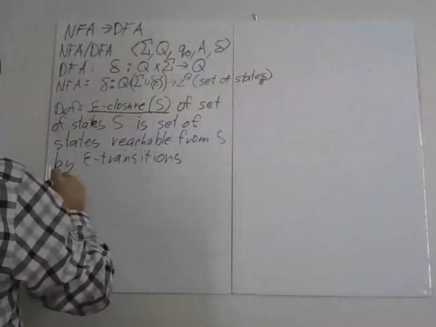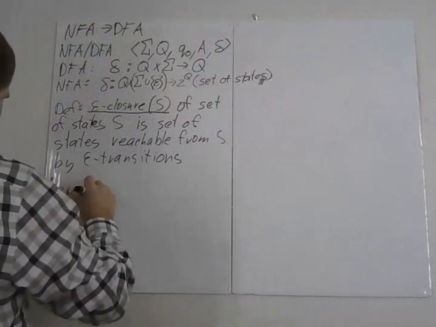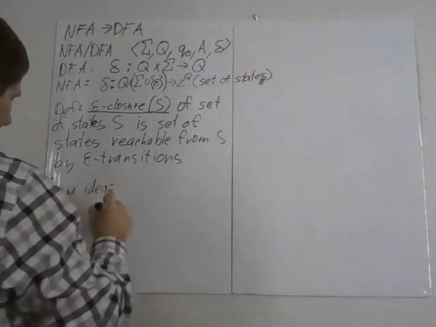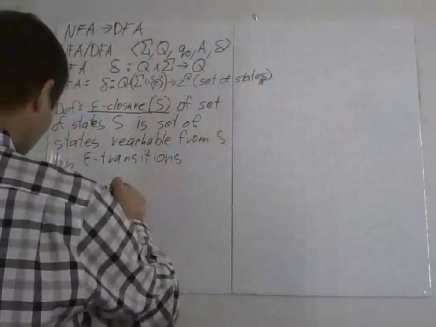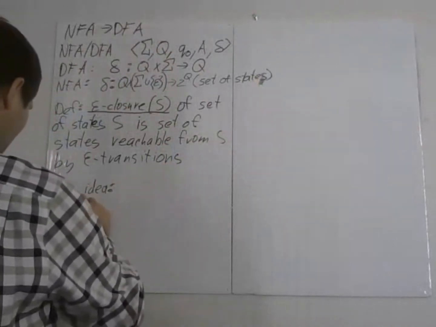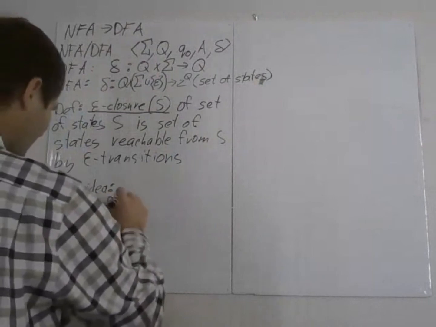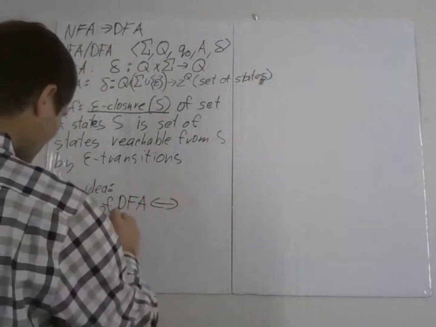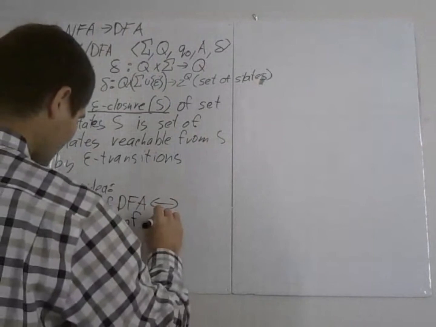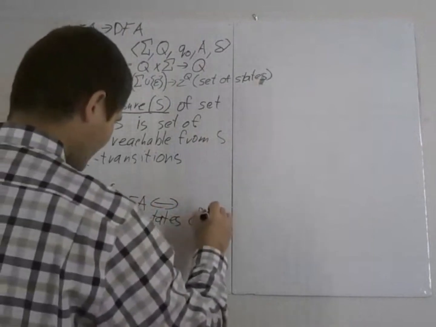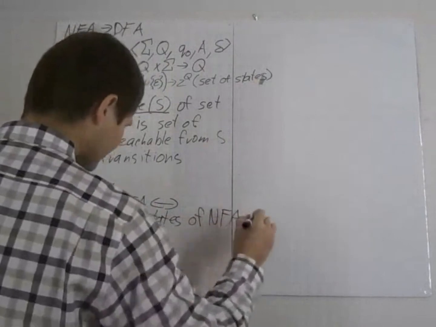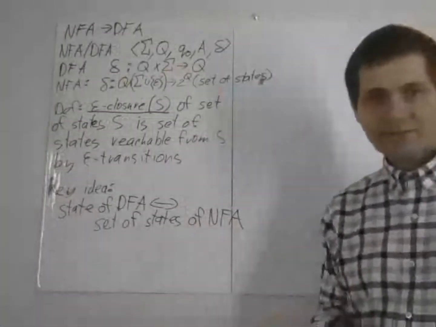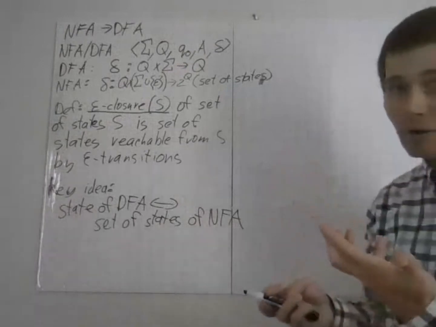But the key idea here is that a state of my DFA is going to correspond to a set of states of my NFA. Okay, and so that's where we get the magic power.